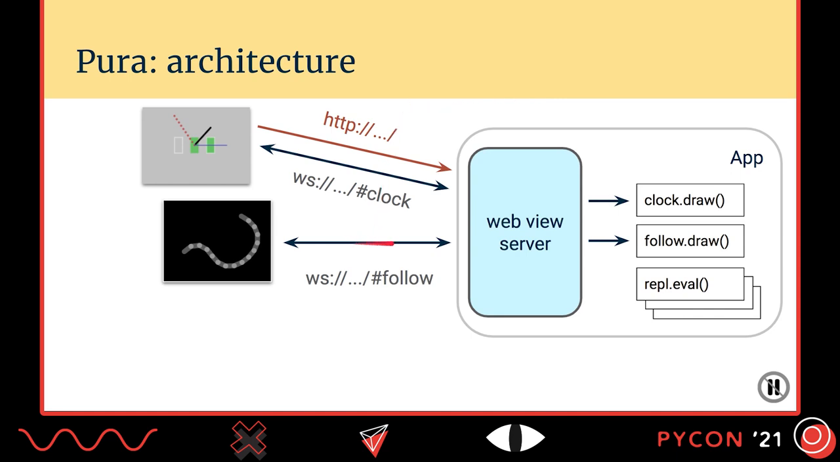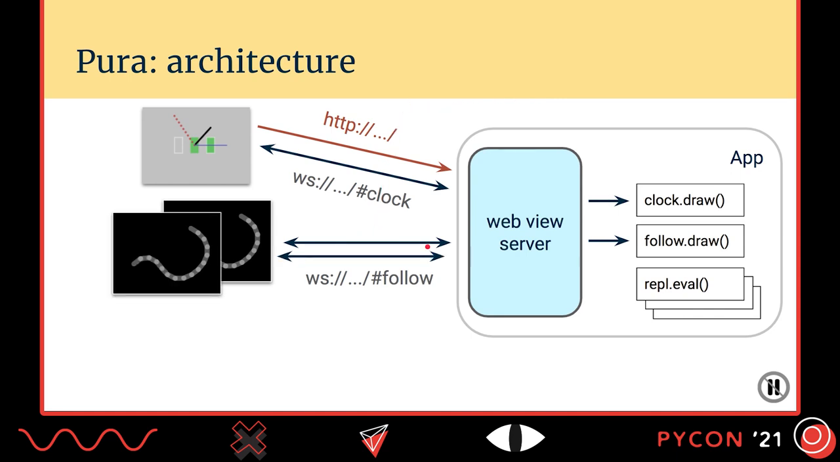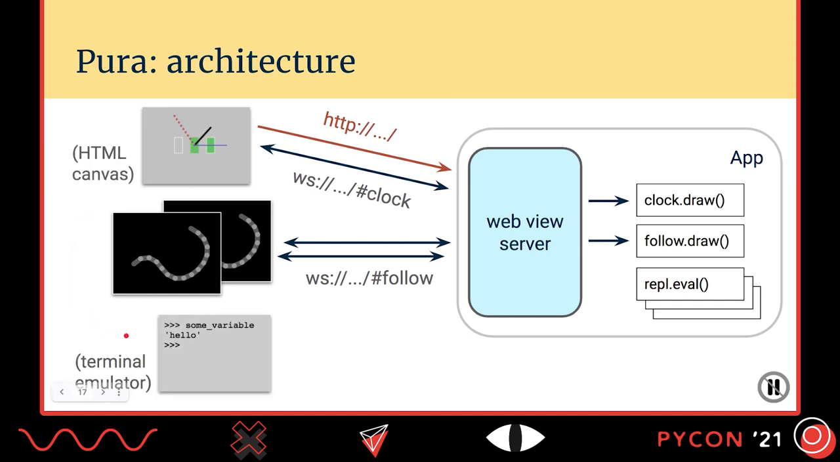So we'll pull up a second visualization, and then another instance of that visualization. And an interesting point here is that each frame, the follow draw method will only be called one time, and then that JavaScript will be broadcast to all of the clients watching that visualization. So it's quite efficient. And then there's the terminal. The REPL is a little bit different because the client is running a terminal emulator. And every connection to the WebView server gets its own REPL instance. So they're not shared.